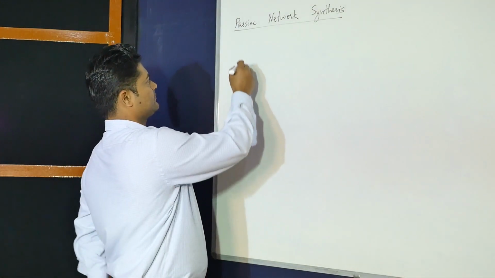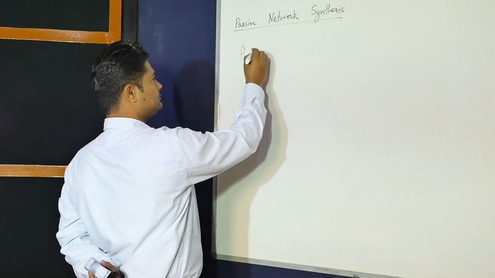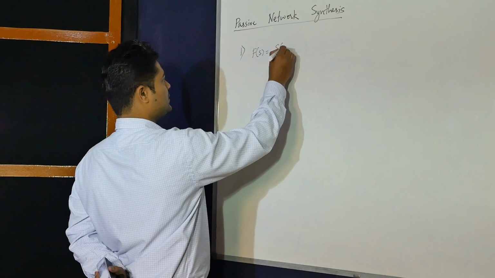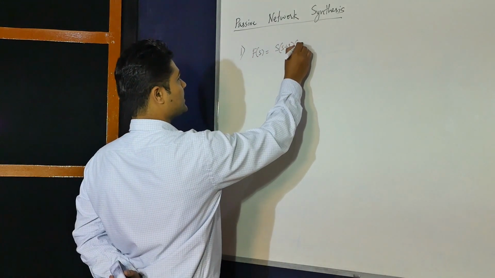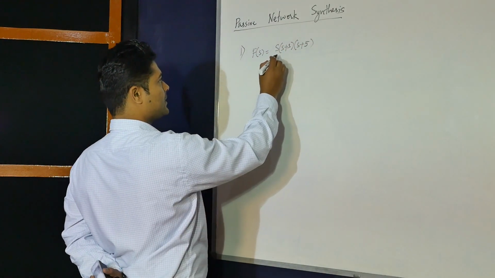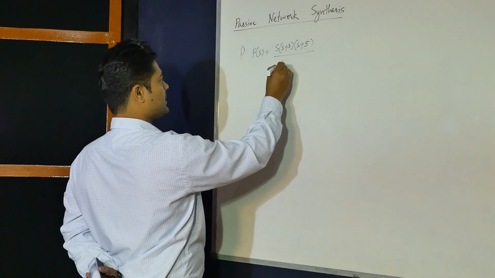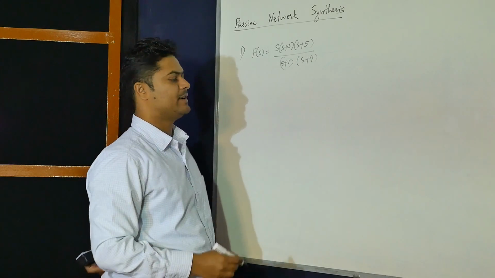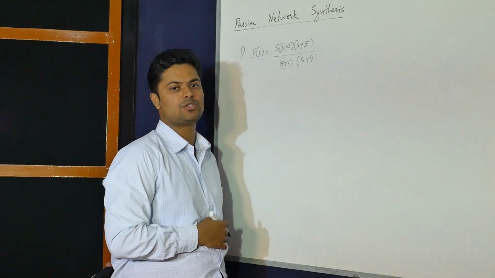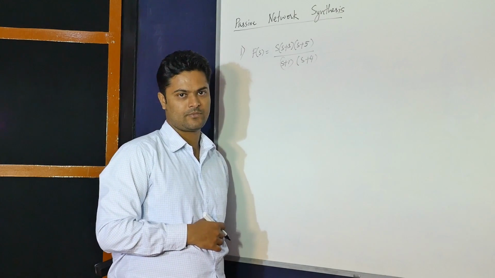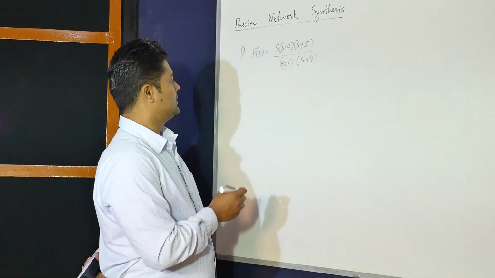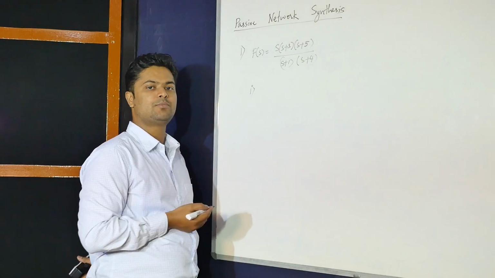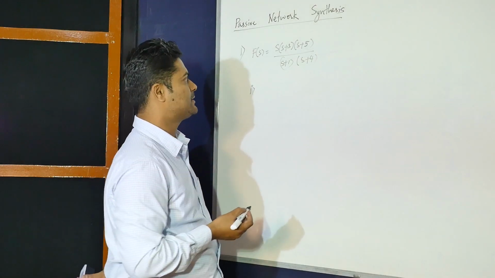Let's take this problem. F of s is equal to s into (s plus 3) into (s plus 5), divided by (s plus 1) into (s plus 4). Test whether this function is a positive real function or not. As we said, the first test is to see whether the poles and zeros lie on the left side of the S-plane or not.